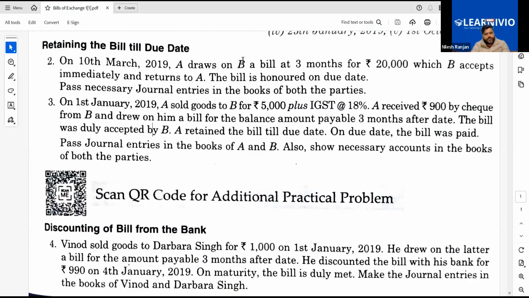Is this right? Jan 1, bills receivable account debit, then 1000. And Jan 4, bank account debit, then discounting of bill account debit to bills receivable account. This is 990, then 10 rupees, and 1000.